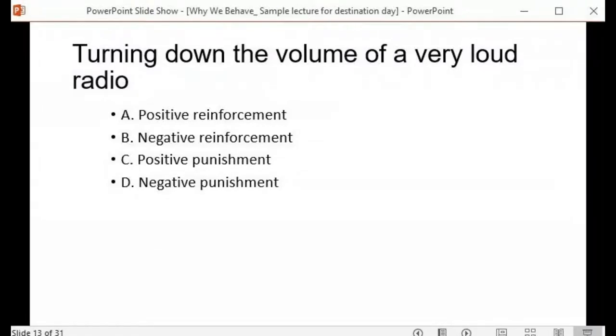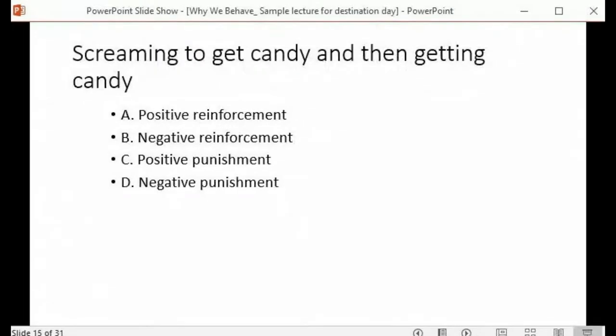Let's think through this. The radio is so loud, it's hurting your ears. That's a bad, aversive, terrible feeling, and you turn it down, and it's better. You're happier, so you're more likely to turn it down in the future. You guys are rocking it.